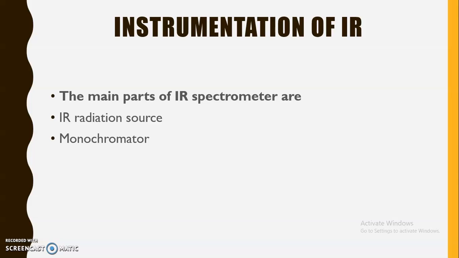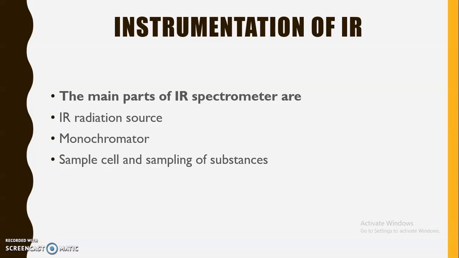Then the second important component used in the IR spectrophotometer is the monochromator. A monochromator, as we know, is used to convert polychromatic light into its individual components, that is, into monochromatic light. Then the third important component of the IR spectrophotometer is the sample cell and sample handling system, that is, the sampling of substances.